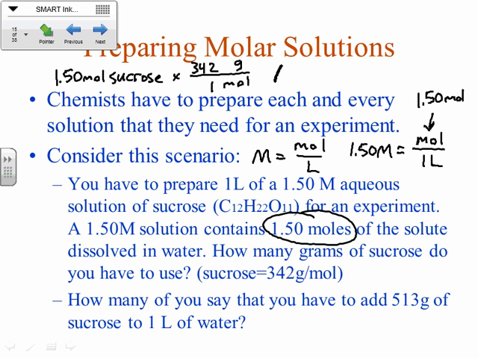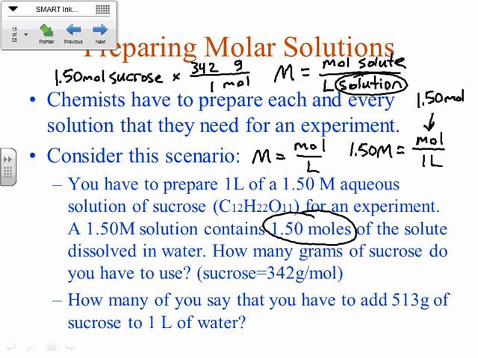Let's think about what this formula actually means. Moles of solute. Well, we know to make 1.50 moles, we're adding 513 grams, right? The key is right here. If I start with a liter of water and I dump in 513 grams of sucrose, do I have a liter of solution anymore? No, it changed the volume, didn't it? It's going to have a bigger volume at that point, because the sucrose dissolves, right?